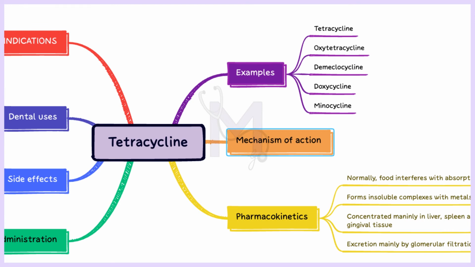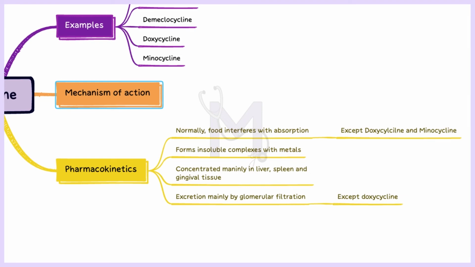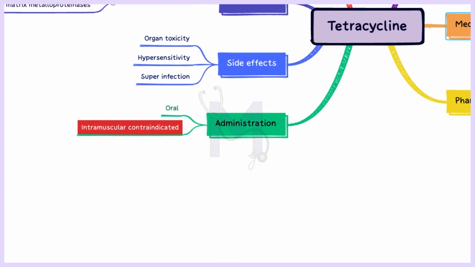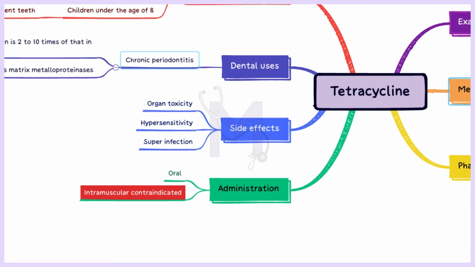These drugs are taken orally and are absorbed normally, but the presence of food interferes with its absorption. They form insoluble complexes with metals, hence are not taken along with antacids and milk. Tetracyclines are concentrated in the liver, spleen and gingival tissue, hence it is used in chronic periodontitis, and they are excreted mainly through the urine. They are administered orally. Intramuscular is avoided as it can cause pain and absorption is poor.